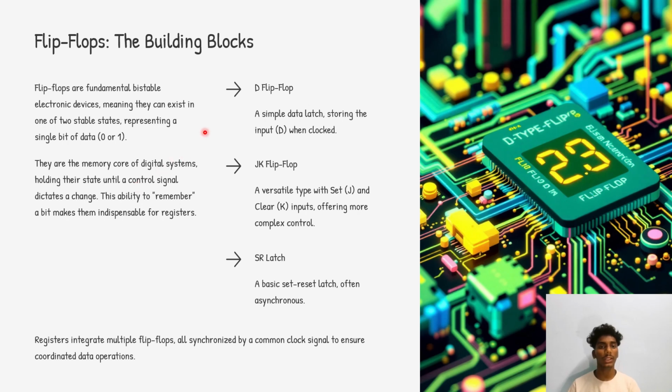There are three types of flip-flops used in registers. D flip-flop: a simple data latch storing the input D when clocked. JK flip-flop: a versatile type with set J and clear K inputs, offering more complex control. SR latch: a basic set-reset latch, often asynchronous. Registers integrate multiple flip-flops, all synchronized by a common clock signal to ensure coordinated data operations.